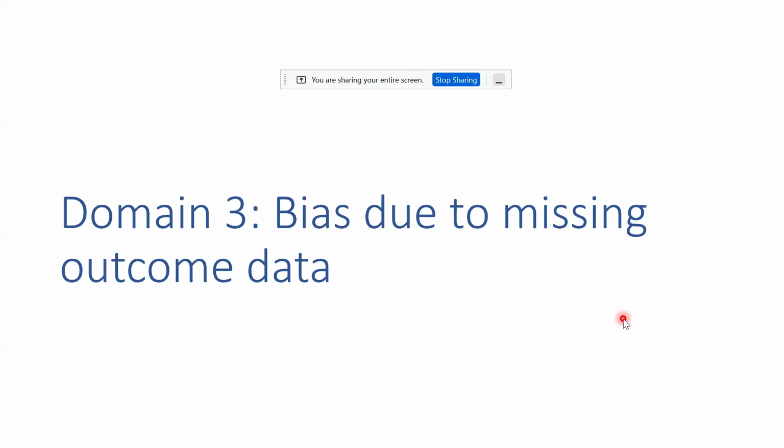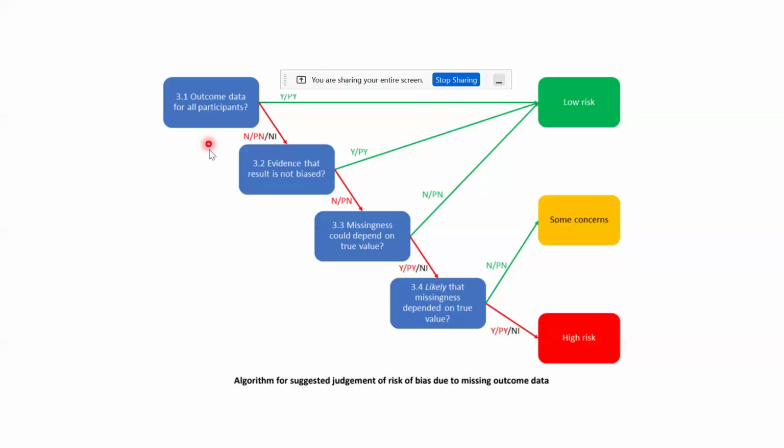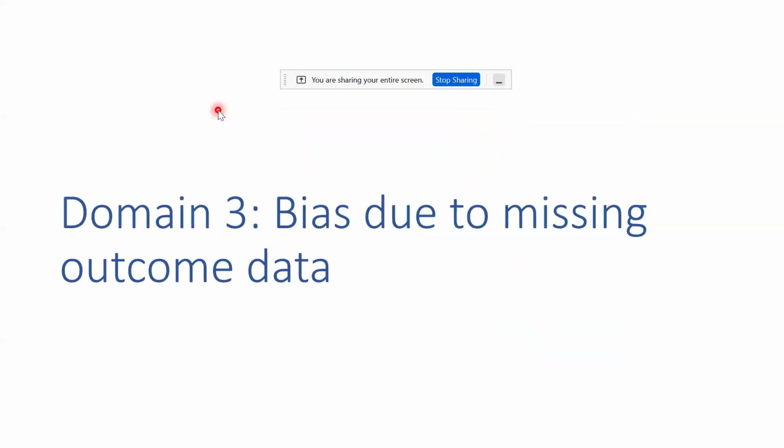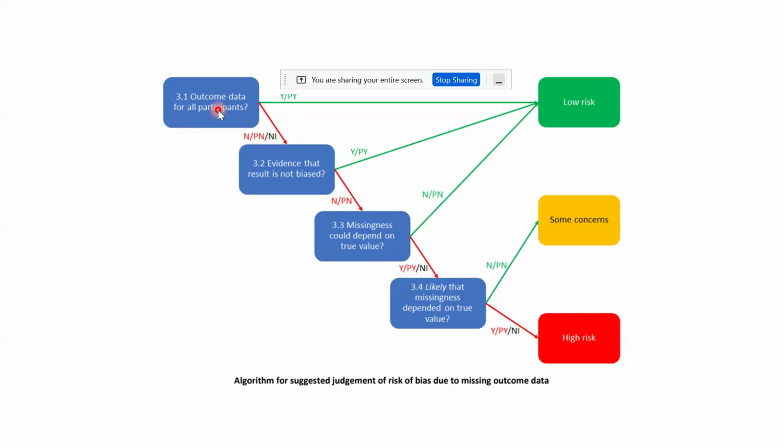Okay. So domain 3 is the bias due to missing outcome data. The first signaling question in domain 3 will be 3.1, which is: is the outcome data available for all participants? We all know that in trials, as in prospective studies also, it may often be that not all the participants come to us till the end for the outcome measurement. So 3.1 is pertaining to that: is outcome data available for all the participants.